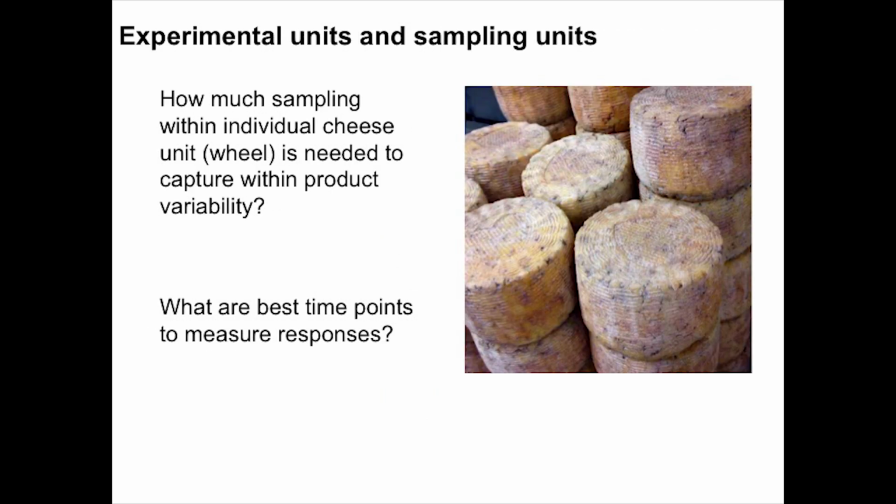The other thing to think about is when you're doing any experiment, you need to collect data, right? Obviously, sometimes it's really clear what data you need to collect. Maybe you need to measure salt if you're changing how you salt your cheese. But sometimes you need to think about how much of the sample you need to collect. So how much of a wheel of cheese do you need to sample? Do you need to sample across multiple parts of the cheese to really capture the variability you might have within one wheel of cheese? And the other thing to think about, and this may not be obvious before you do the experiment, is what are the best time points to actually measure some kind of response?